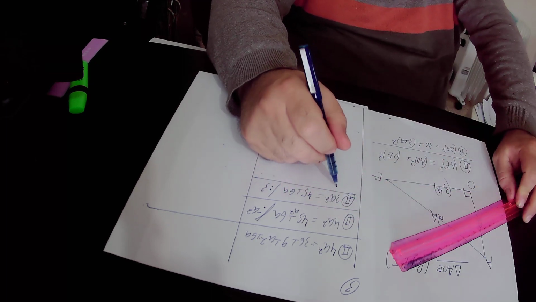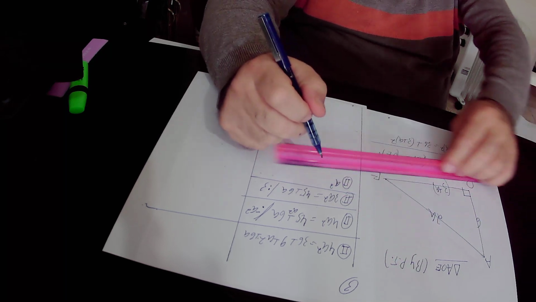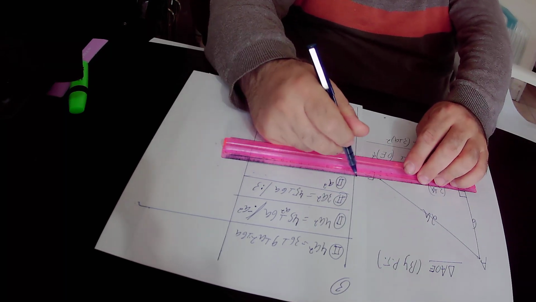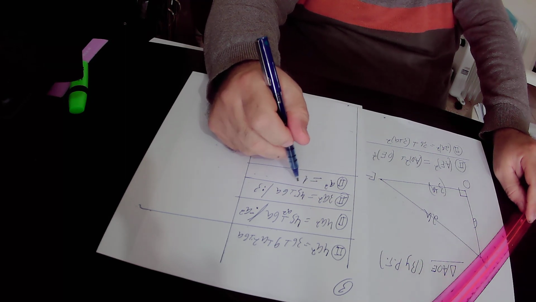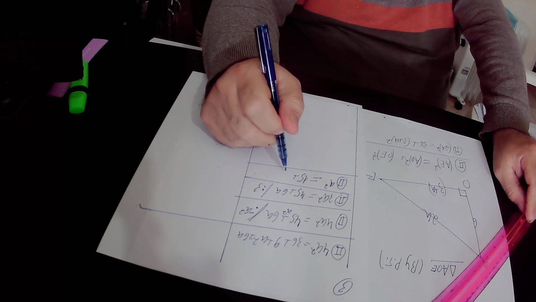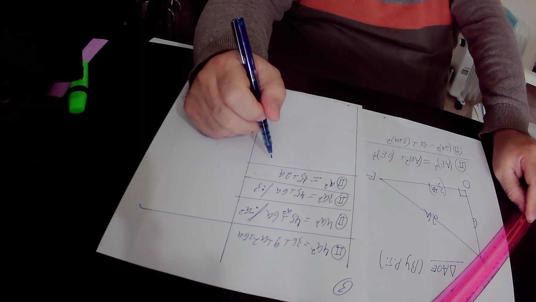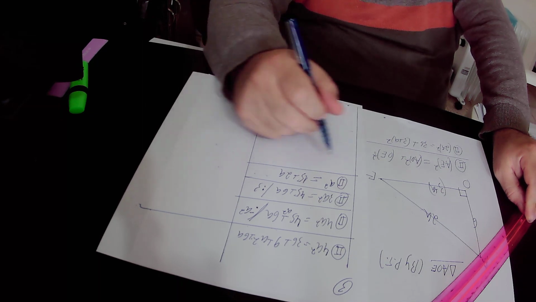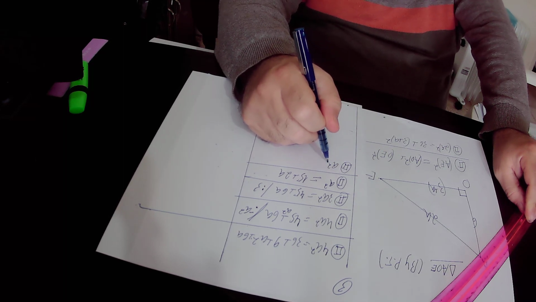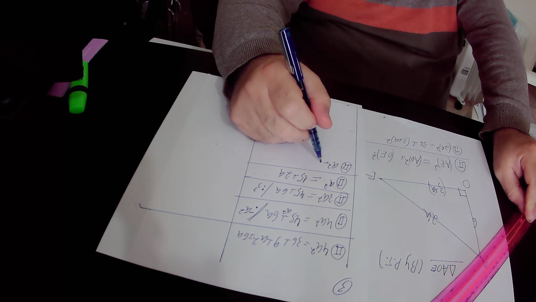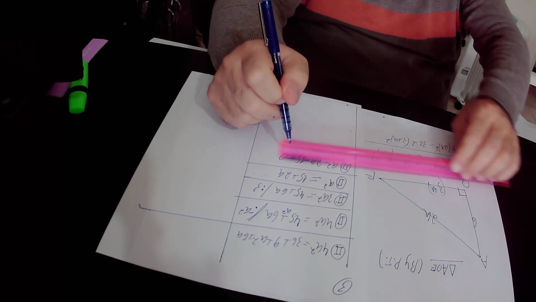3a squared over 3 is a squared, and it is equal to 45 over 3 is 15, plus 6a over 3 is 2a. We will subtract 15 and also 2a from this equation, and we get that a squared minus 2a minus 15 equals 0. So here we have a quadratic equation.